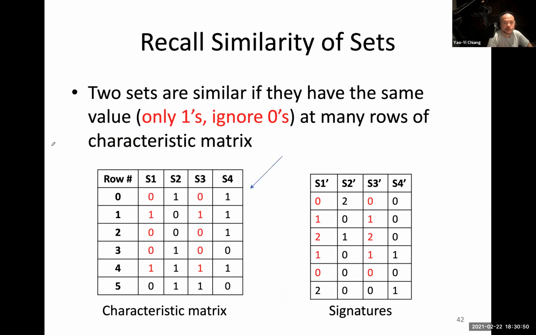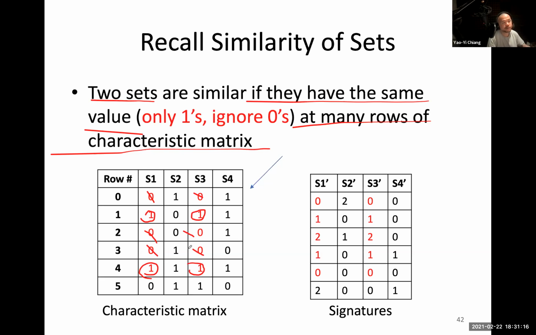So two sets are similar if we look at sets, if they have the same ones at many rows of the characteristic matrix. If you have 0 and 0, you don't care, you can ignore them. If you have 1 and 1 at the same places, we care about them, but we don't care about zeros, right?